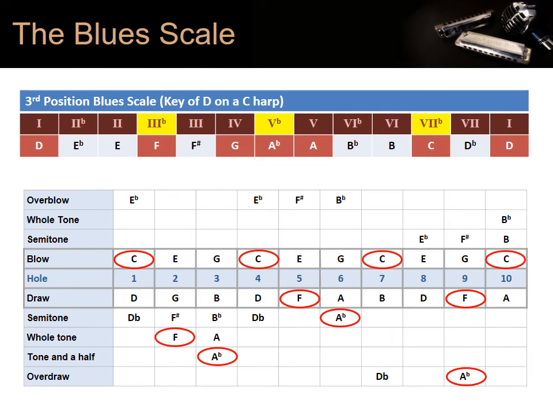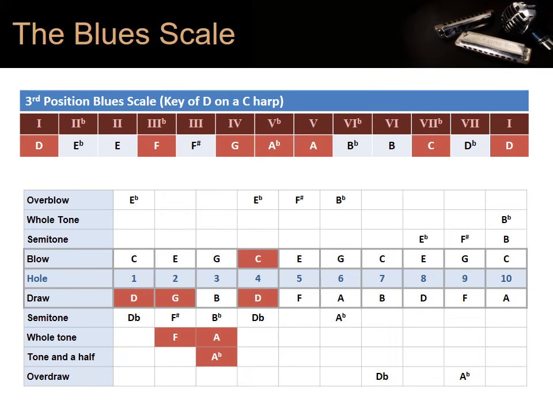And then finally the flat 5 is available as the 3 hole draw tone and a half bend and the 6 hole draw semitone bend. It's also available up on the 9 overblow, or sorry, 9 overdraw, but that's pretty tricky to get, so I wouldn't worry too much about that. So as you can see from this, when compared to the first position and second position, the third position actually is well suited to playing blues.